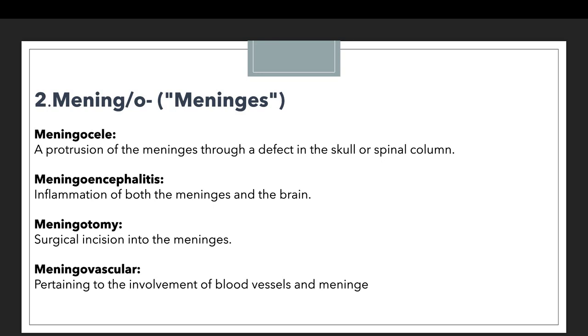The first one is meningocele. Meningocele means the protrusion of the meninges through a defect in the skull or spinal cord. Okay, so when there is a protrusion of the meninges through a defect in the skull or spinal cord, then we denote this with the help of meningocele.